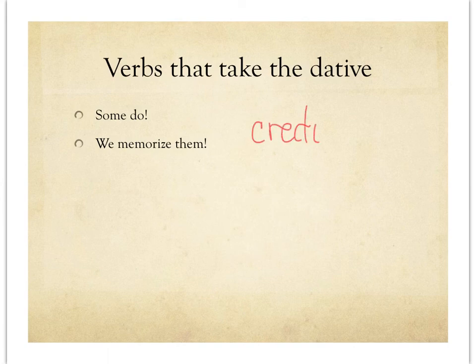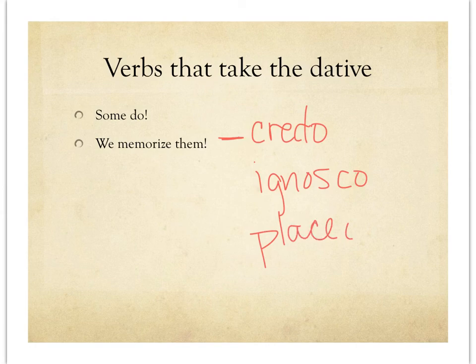There are verbs like credo, to trust. In Latin, you trust someone in the dative. Ignosco, to forgive. We forgive people in the dative. And there is quite a list of common verbs. Placeo, we please people in the dative. All kinds of things. So it may be possible for you to make sense of some of them and others probably not. So your best bet is really just to begin to review them and learn to expect to see them with a dative.